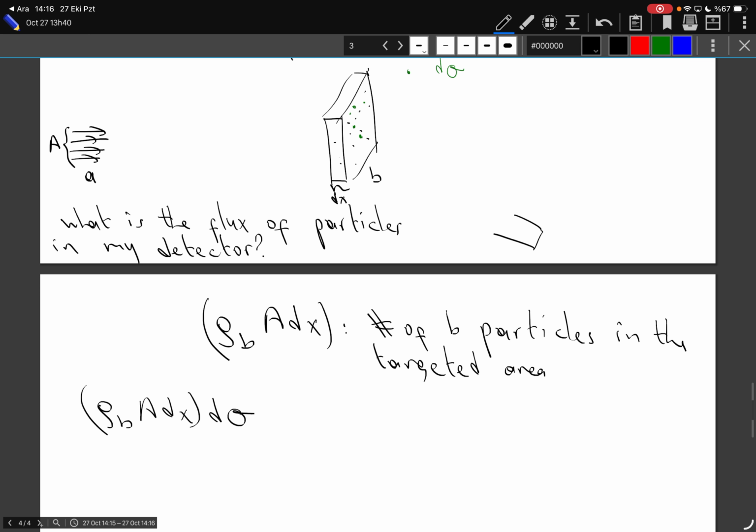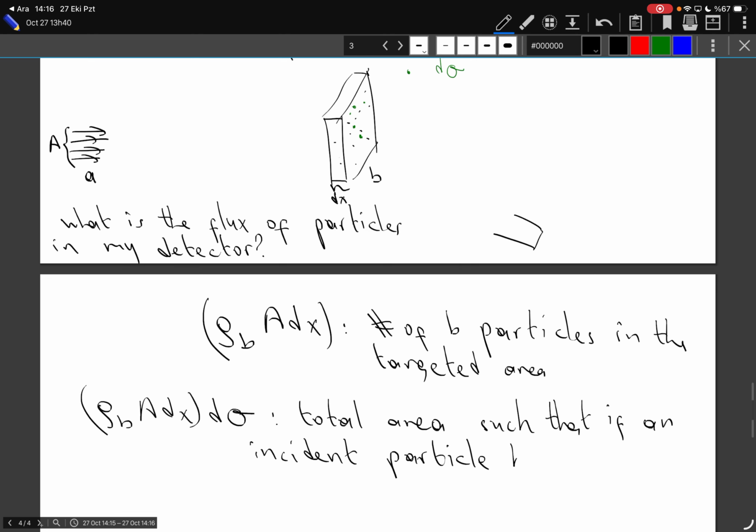Well, each one of these targeted B particles has a very small area nearby, such that if my incident particles reach that point, it will scatter into my detector. So this is the total area such that if an incident particle hits this area, it will scatter into my detector.